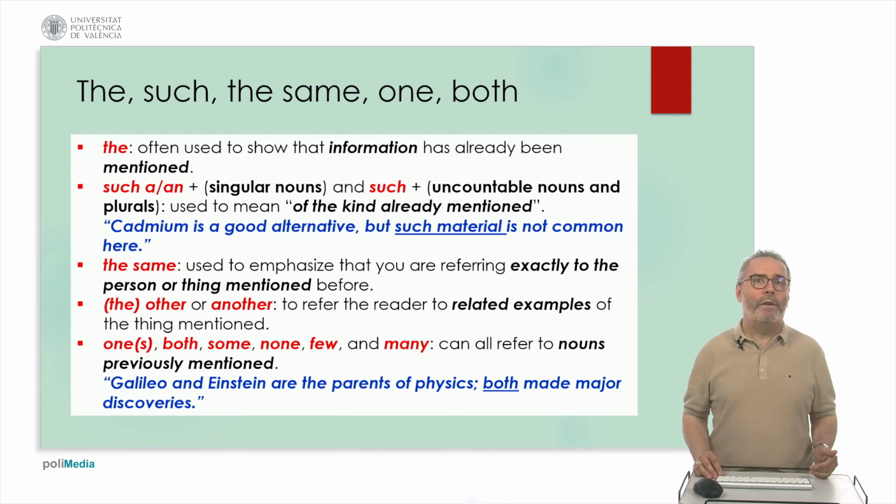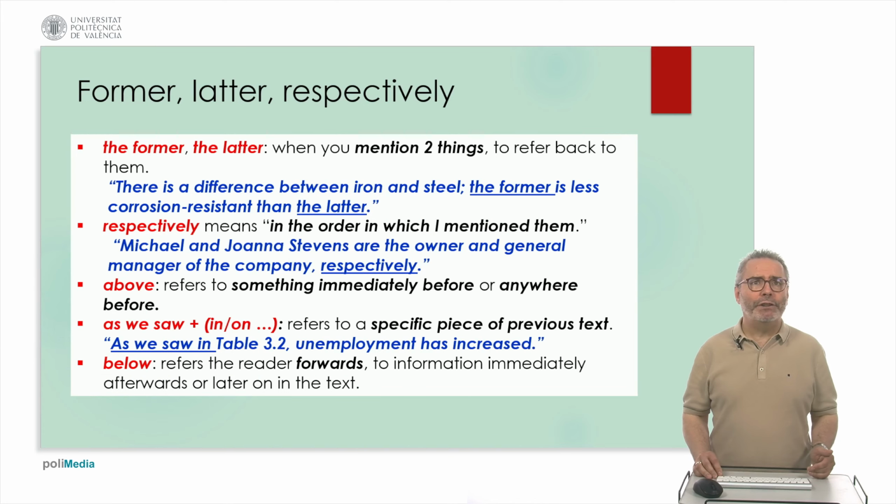The other, or another, are also related in cohesion to give related examples of the thing mentioned. And one, ones, both, some, none, few, and many can also refer to nouns previously mentioned, such as in this example. Galileo and Einstein are the parents of physics. Both made major discoveries. Also, expressions such as former, latter, and respectively.